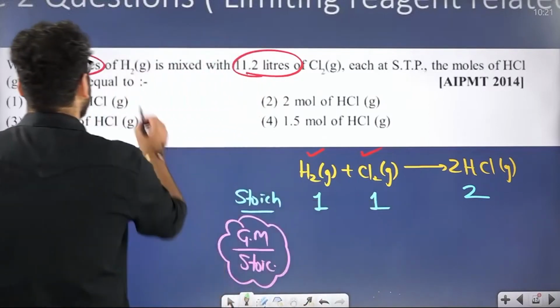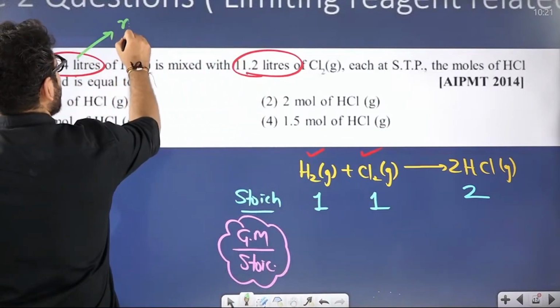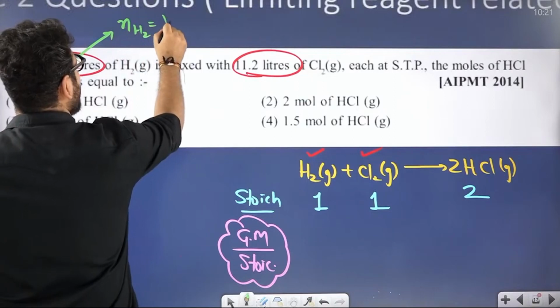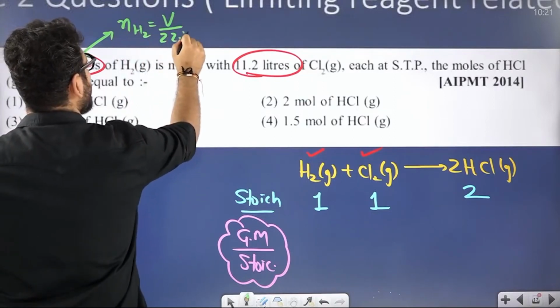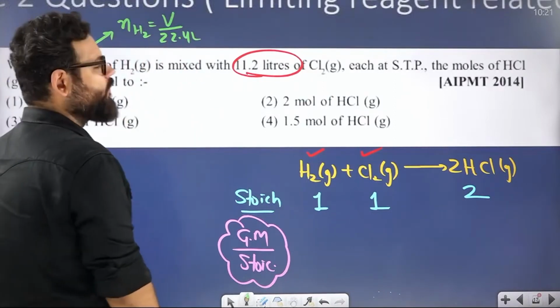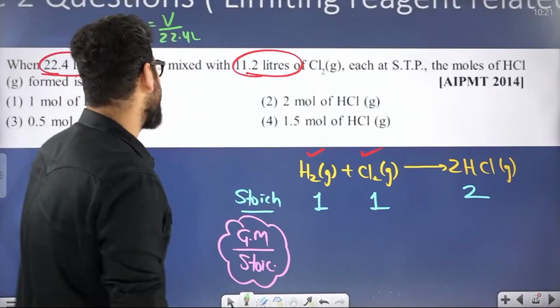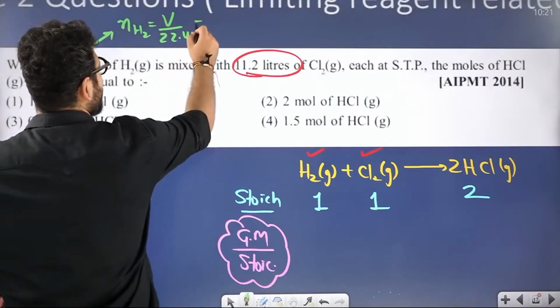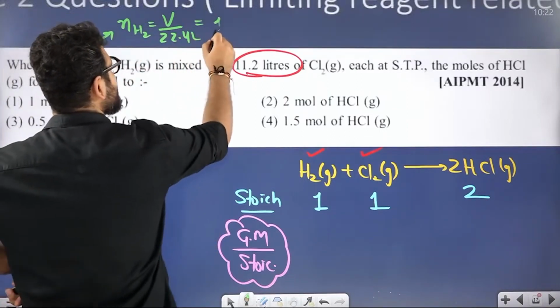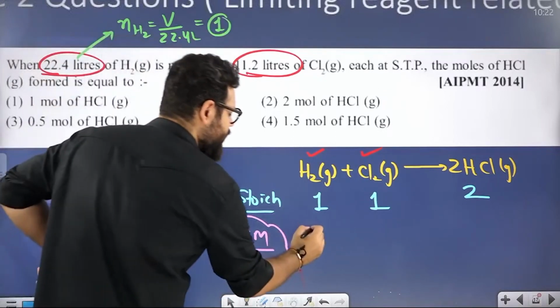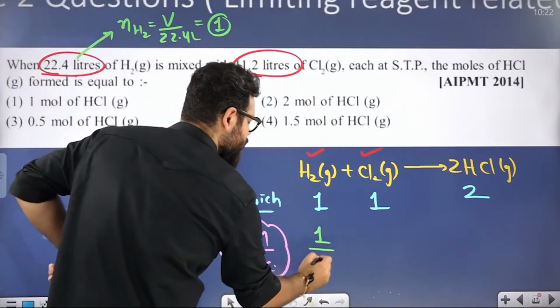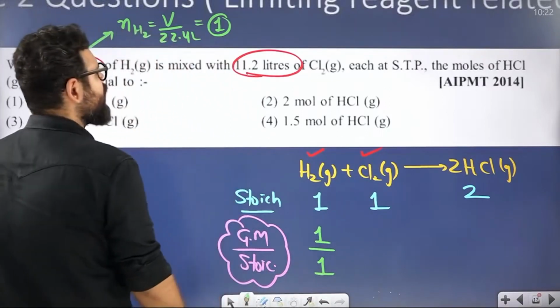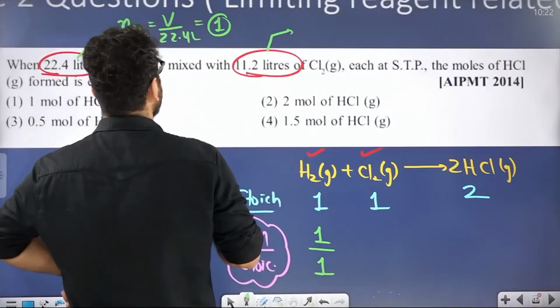Okay. What are the moles of hydrogen? To find the moles, the formula is given volume by 22.4 liter. Those who are with me from the very first class will be able to tell this easily. 22.4 liter means 1 mole. So this is given 1 mole. By stoichiometry also 1.